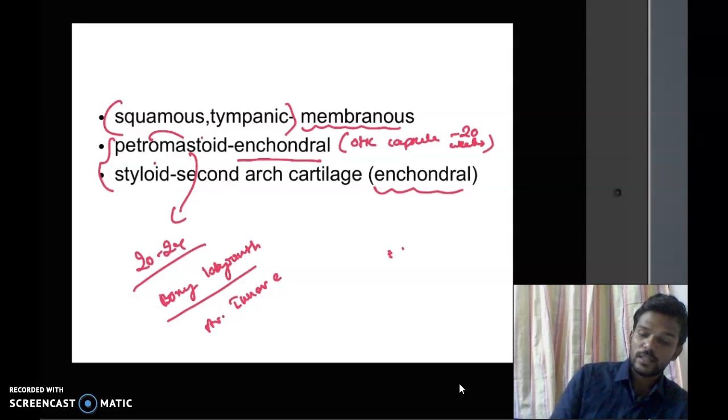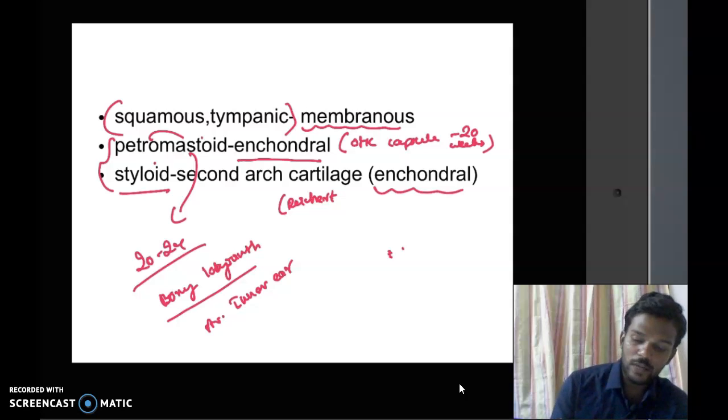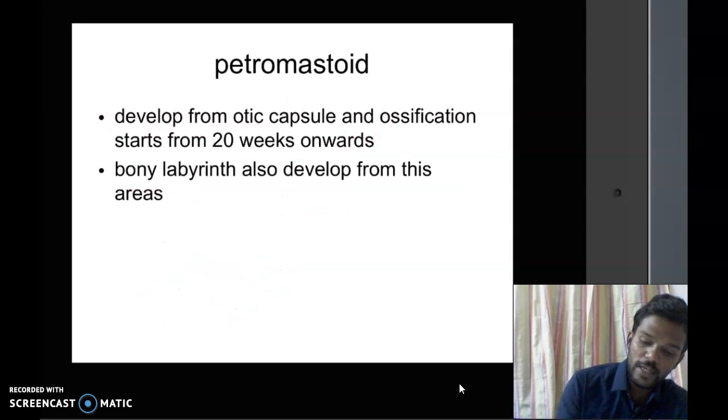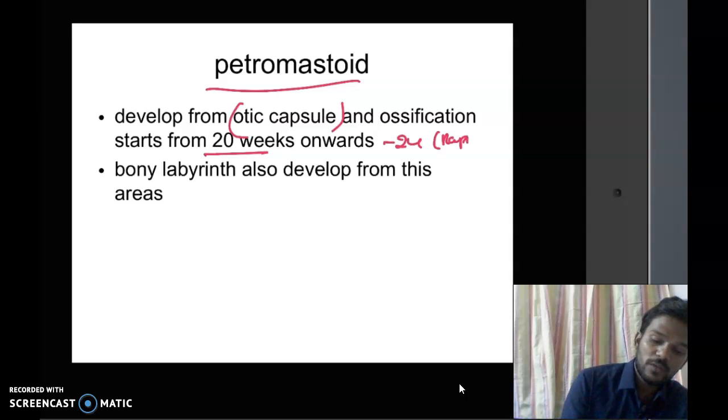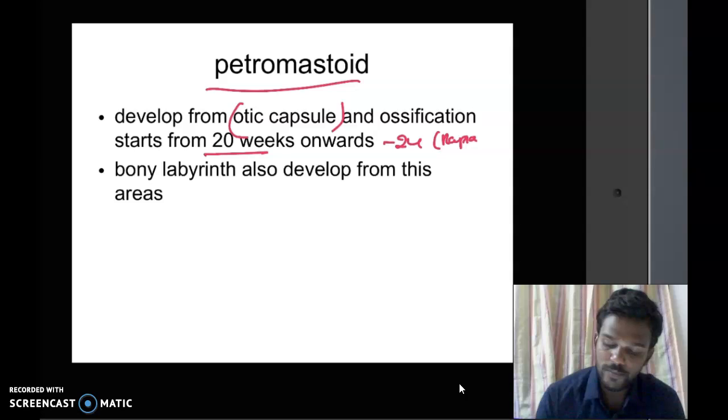So our styloid process develops from second pharyngeal arch cartilage, that is Reichert's cartilage we used to call. So these 3 bones develop by enchondral ossification, those 2 bones develop by membranous ossification. So we will say about petromastoid. So as I already said, 20 weeks it develops from otic capsule. From there onwards till 24 weeks there will be rapid ossification. Bony labyrinth will also develop from these areas.